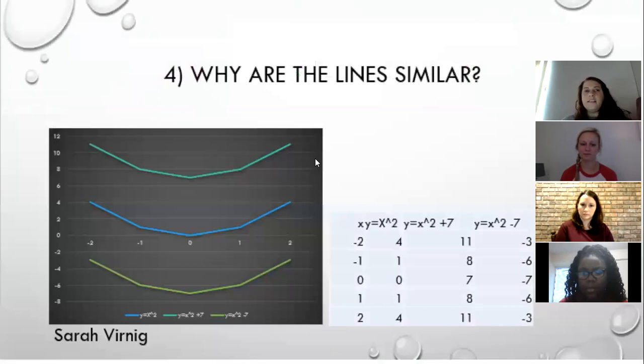Why are the lines similar? We can tell that they are close to the same. The only thing that's really changing is that the line is either going up or down on the graph. And that's because when we're given the value of x, we can plug that into the formulas that were given to us, and we're going to get a different value. And that's going to change where the line lays on the graph.